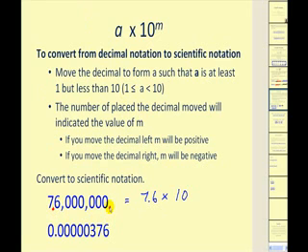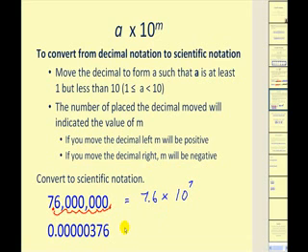Well, it started here, so if we count over to where we want it to be, we'd have 1, 2, 3, 4, 5, 6, 7 places. It would be a positive 7. Since this is a rather large number, it makes sense that this exponent would have to be positive.